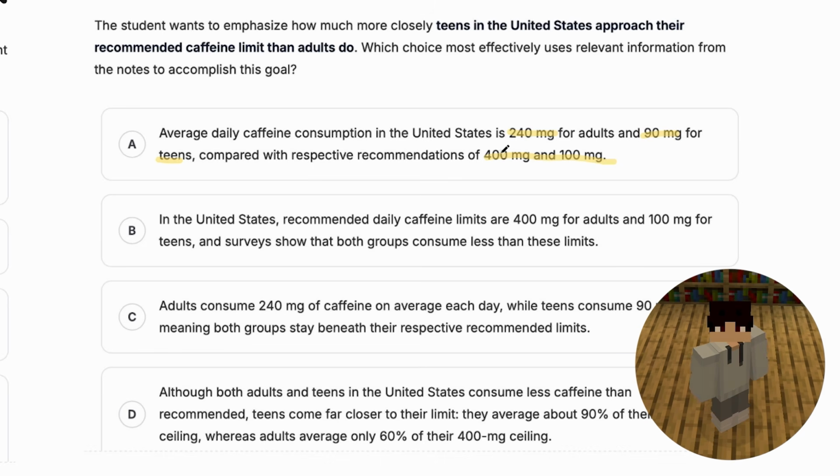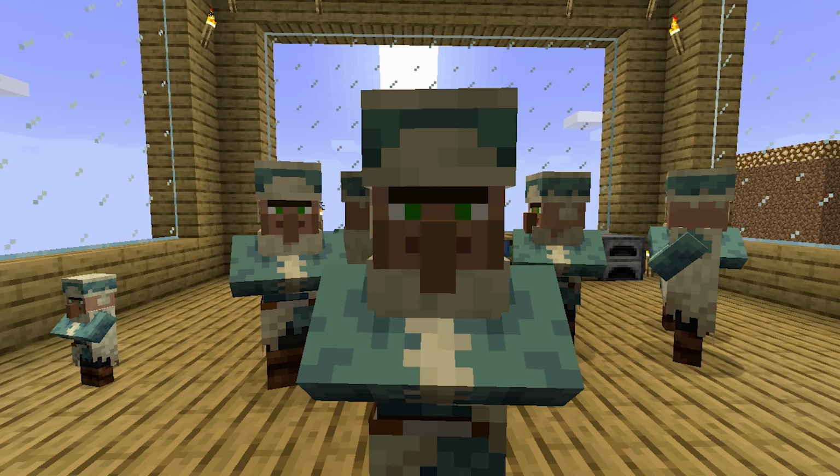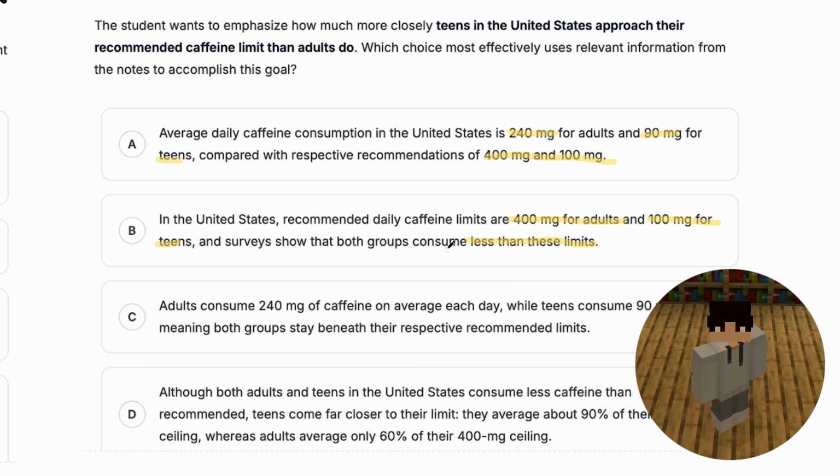But they don't really come out and say it. They don't ever say, okay, the teens are literally so much closer than the adults are. So it's a good choice, but again, it's not as specific as I would like. In the US, recommended caffeine limits are 400 milligrams for adults and 100 milligrams for teens. Surveys show that both groups consume less than these limits. Not really that good at all, because they're just saying that both groups consume less. We're not saying anything about one group getting closer than another one, so no matter what, this is definitely worse than A, and even if it wasn't, it just feels wrong.